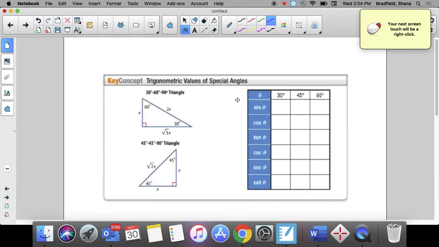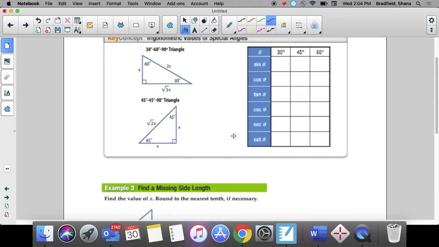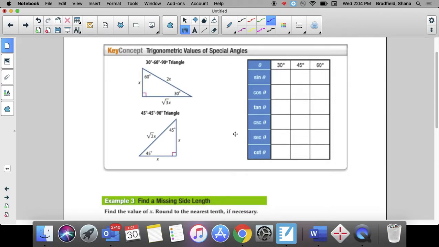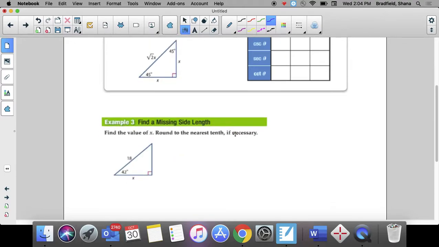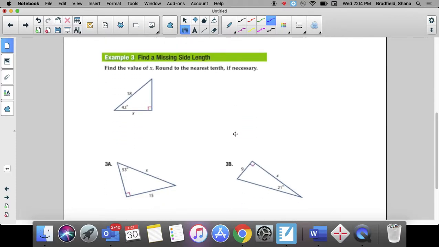Actually, we're going to come back to this one when I see you again, we'll do that. So we're going to save that for later, which would be Tuesday. And we're going to jump down here to number 3, which you don't really need it for the other problems. So example 5, it says to find the value of x and round to the nearest tenth if necessary.